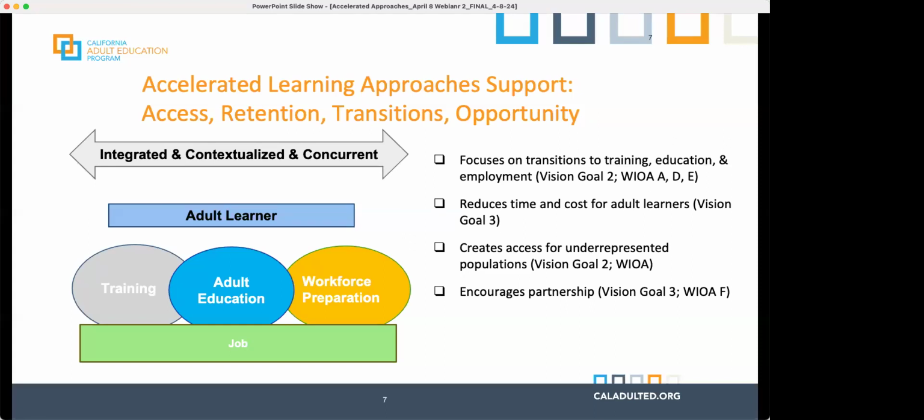Apologies. But what we really want to do is focus on the accelerated learning approaches because they also combine with the WIOA goals and the vision goals from the Chancellor's office. So you can see those listed out on the right-hand side: transitions to training, education, and employment, reduces time and cost for adult learners, creates access for underrepresented populations in particular, and it encourages the partnerships among WIOA partners and other organizations and stakeholders in your community. Next slide, please.